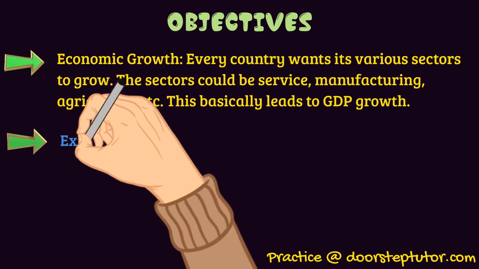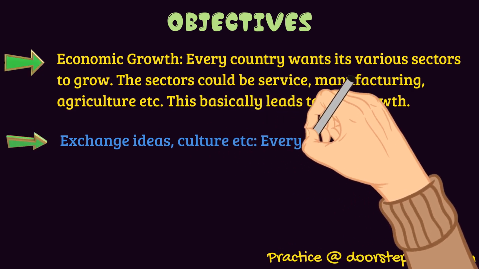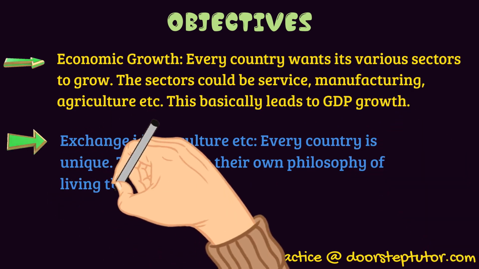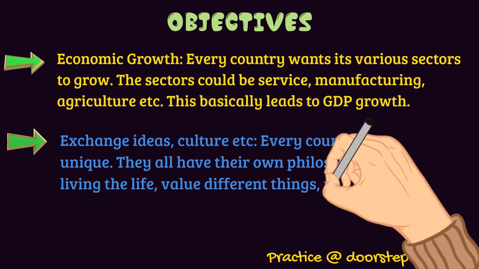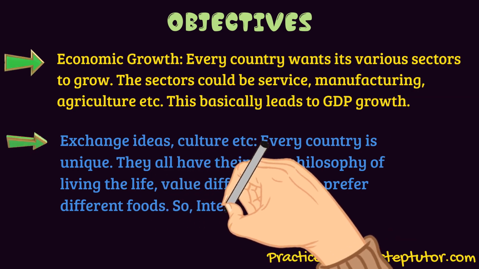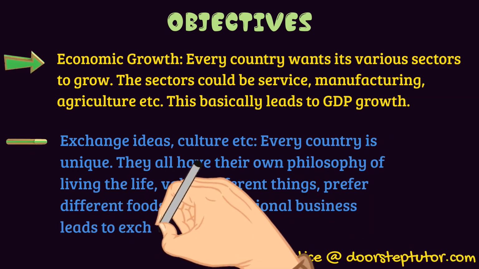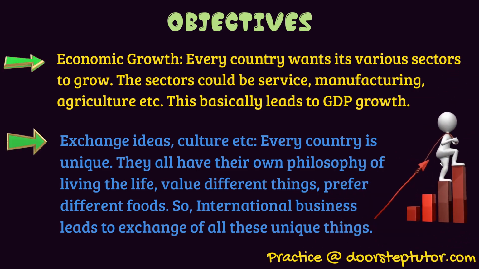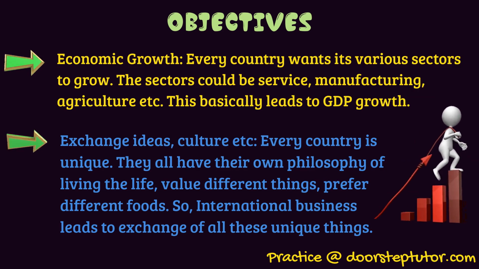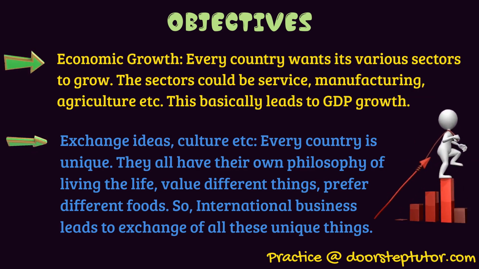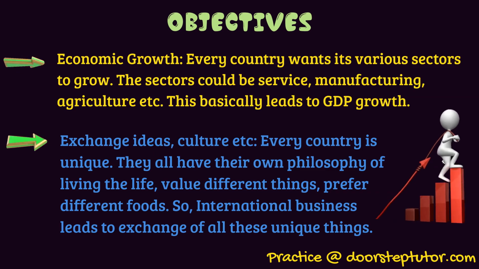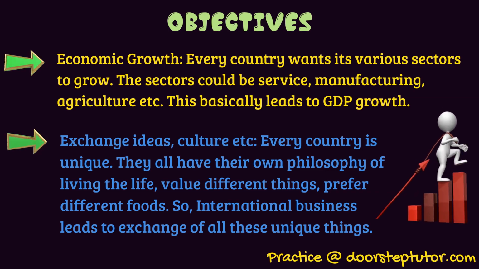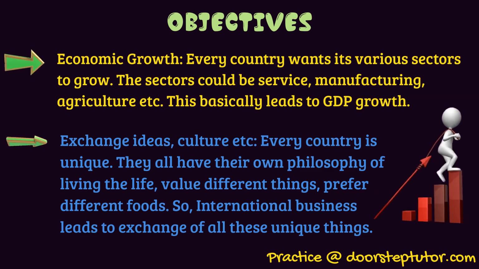The other one is the exchange of ideas, culture, etc. Every country is unique, we all know. They all have their own philosophy of living life. They value different things, prefer different foods. So when there is international trade going on between the countries, then obviously the ideas and the culture would be exchanged. We all love Chinese food. Similarly, Chinese people can love Thai food or Indian food, South Indian food. Anything can be possible nowadays, right?